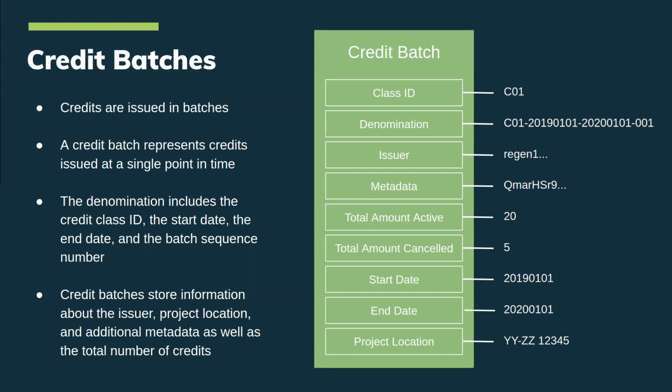The credit batch also keeps track of the number of active credits that have been issued from this credit batch. That includes tradable credits as well as retired credits. And then it also tracks the number of canceled credits. So it is possible to cancel credits that have been issued.